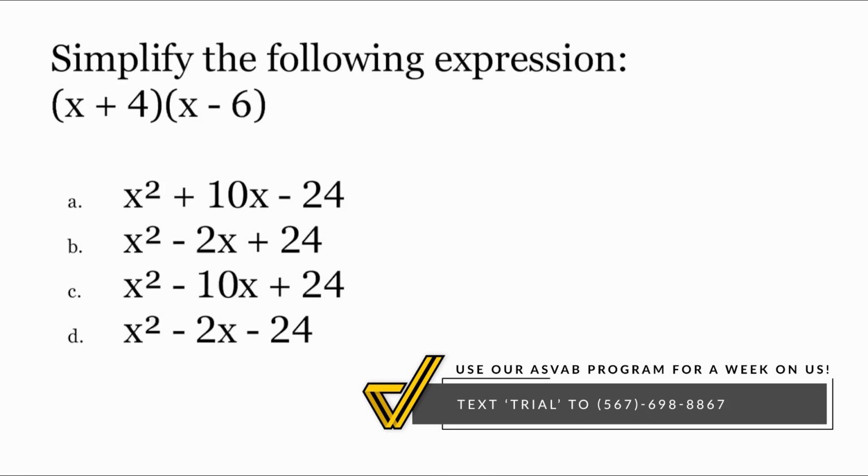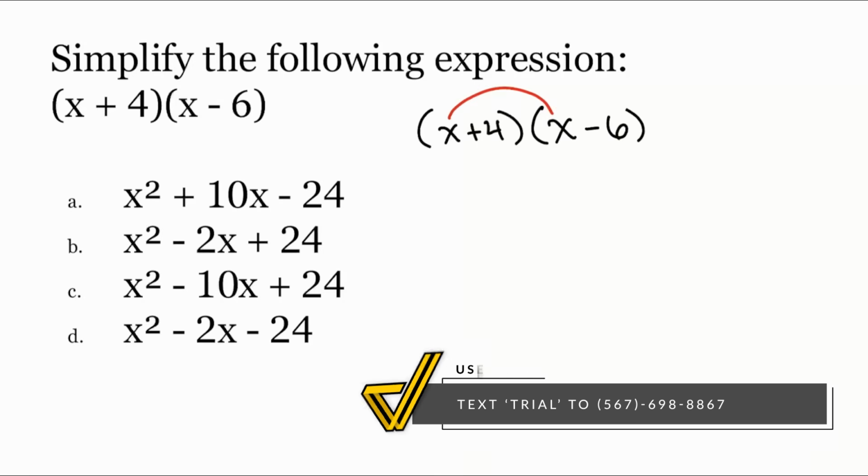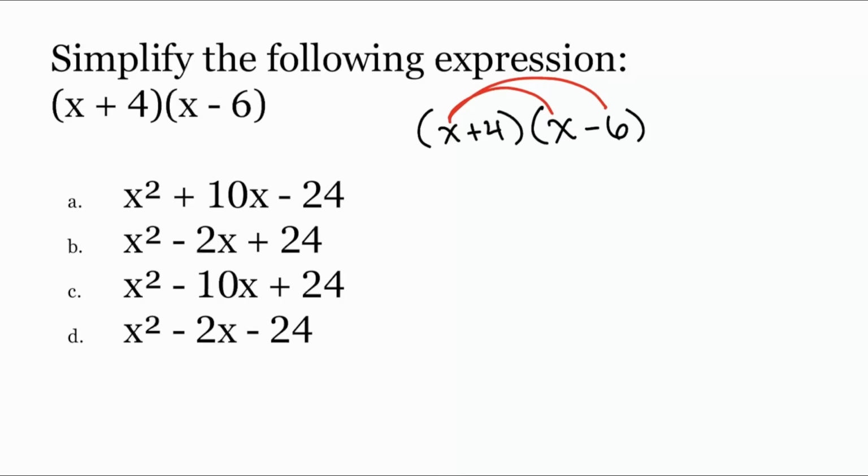We are going to be distributing x plus 4 against x minus 6. So we have these two expressions multiplied together. But just like we said with our distributive property, we're going to make sure that everything from one parentheses multiplies with everything from the other, just like that. So with that, let's go ahead and do it one at a time.